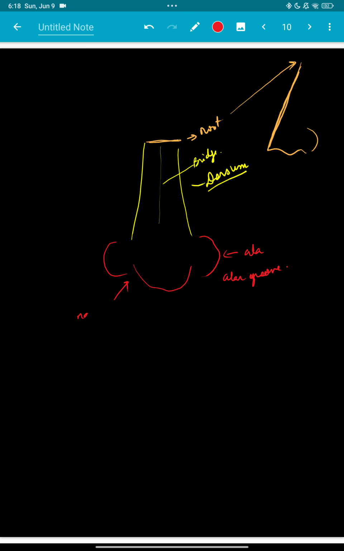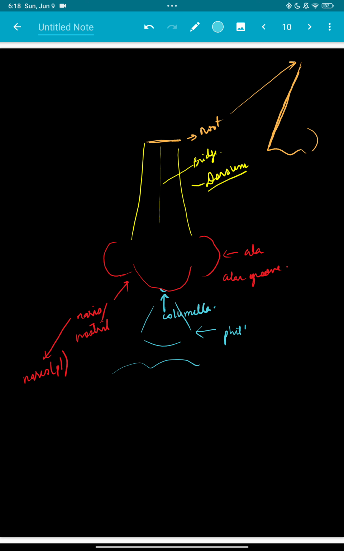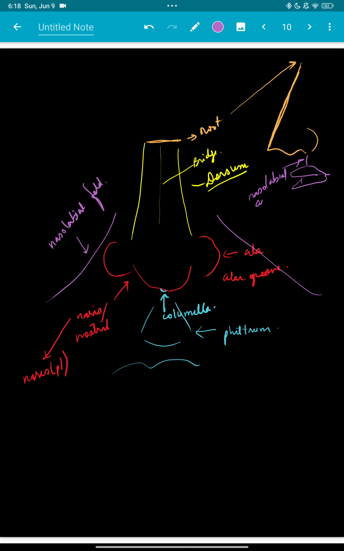Then we have the external nares, that is the external opening, nares or nostril. So we have the nares, that is the external opening. Then under this we have the columella. This is the under surface. From the columella to the lips we have a triangular depression known as the philtrum, and surrounding it on the exterior we have the nasolabial fold. And this is the nasolabial angle. So these are the parts of the external nose.